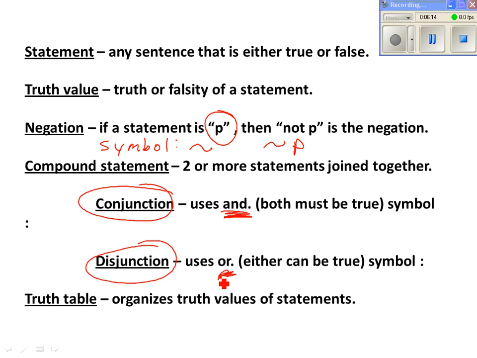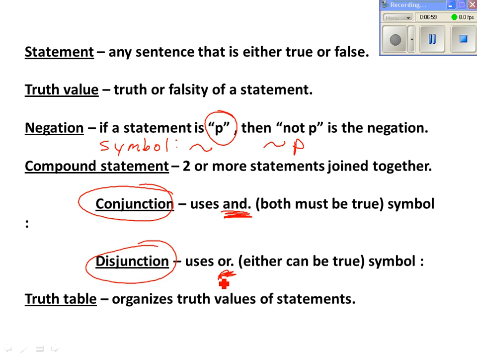So with a disjunction, only one or the other part has to be true for the whole statement to be true. A compound statement could be a disjunction, could be a conjunction. Conjunctions use the word and. For that statement to be true, both parts have to be true. Disjunction uses or. Only one or the other has to be true for the whole thing to be true.